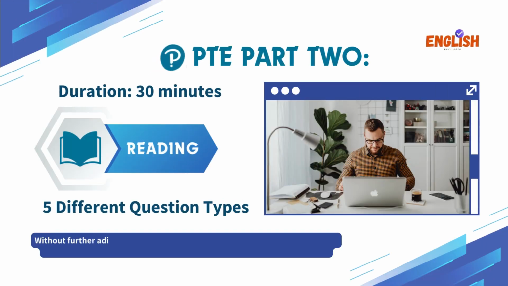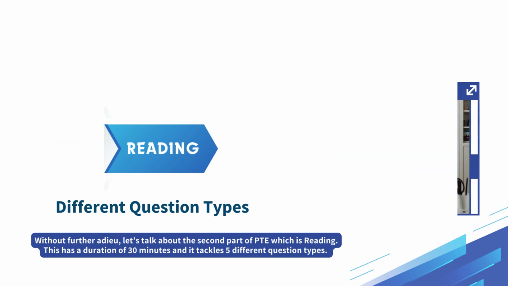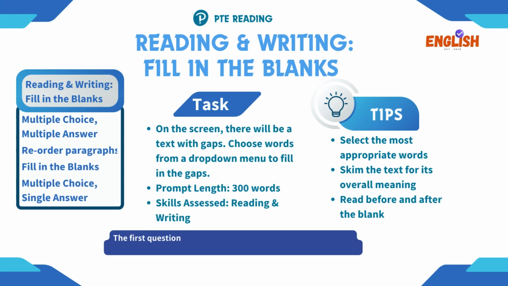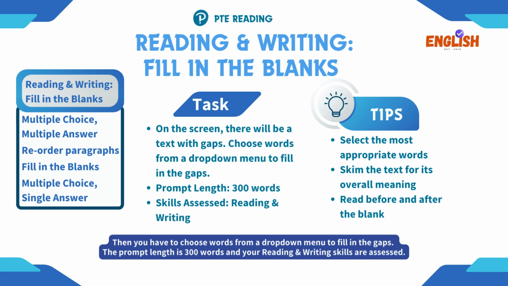Without further ado, let's talk about the second part of PTE, which is reading. This has a duration of 30 minutes and it tackles 5 different question types. The first question type is reading and writing, fill in the blanks. For this task, you have to read the text on the screen with gaps on it. Then you have to choose words from a drop-down menu to fill in the gaps. The prompt length is 300 words and your reading and writing skills are assessed.